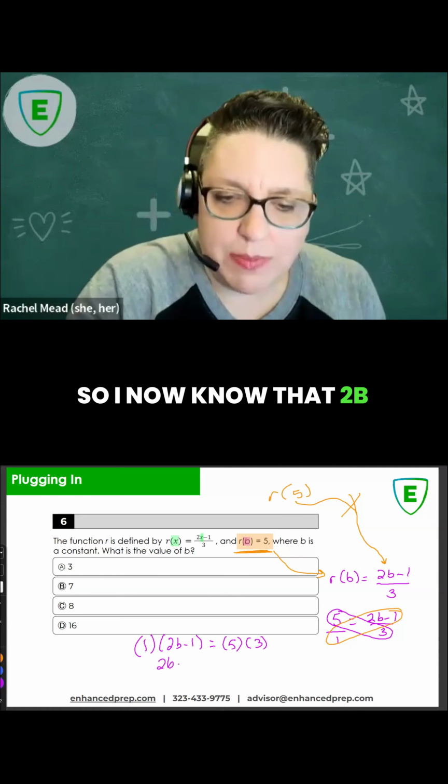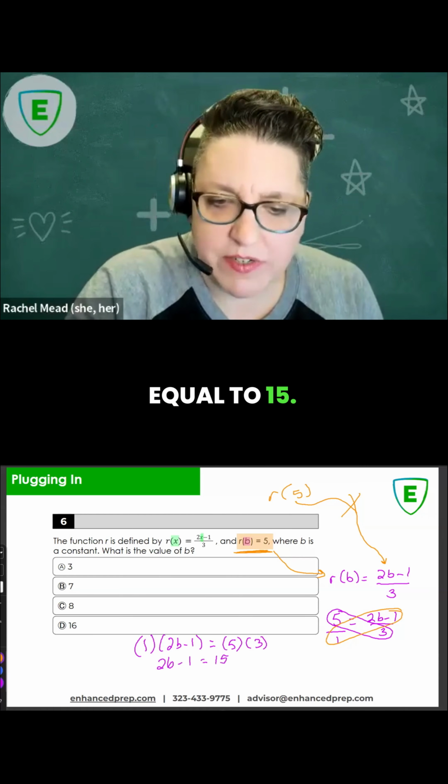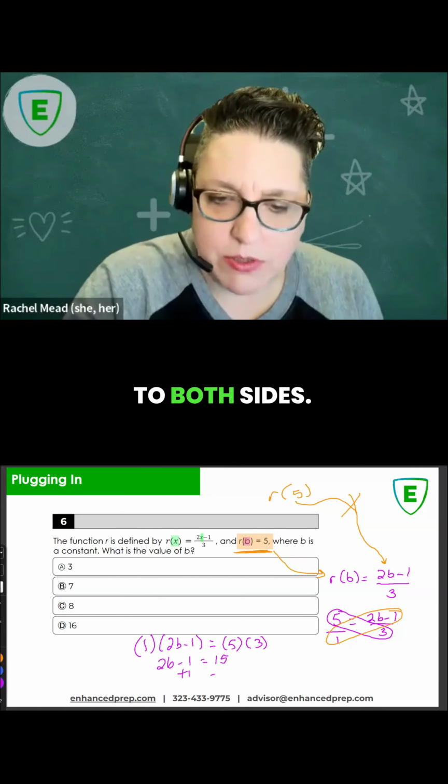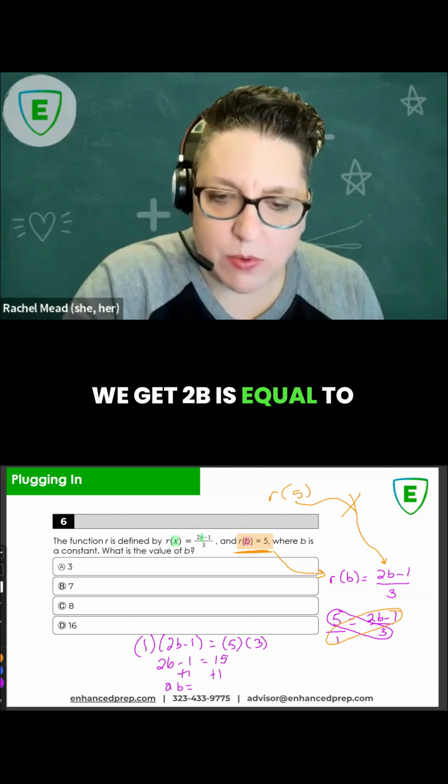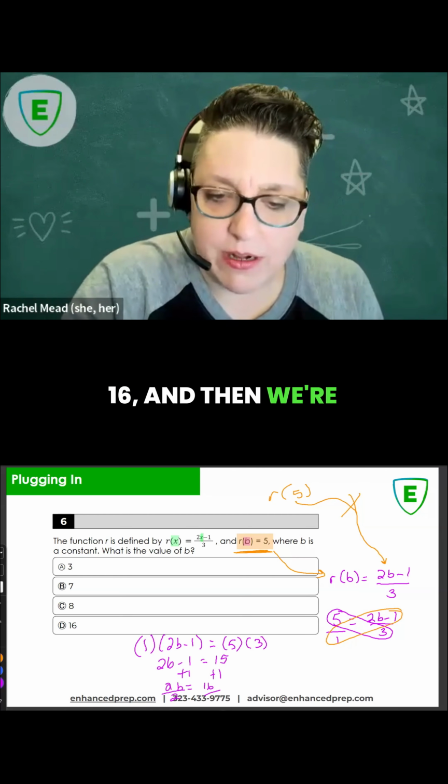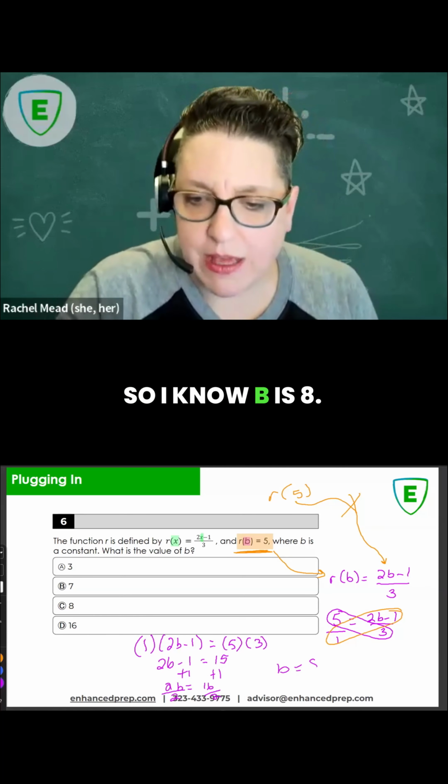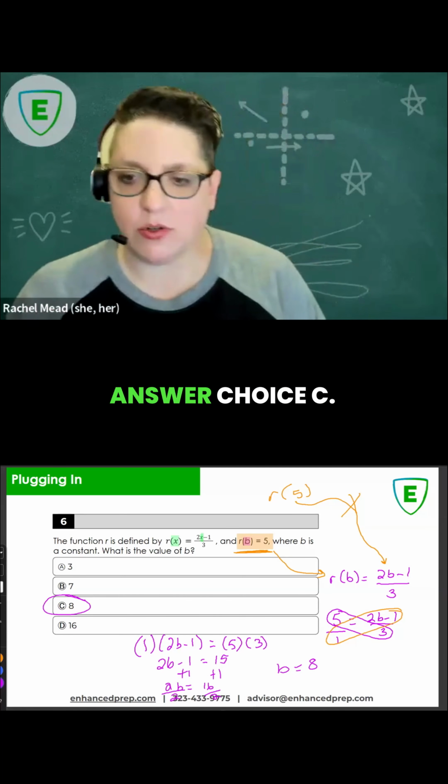So I now know that 2b minus 1 is going to be equal to 15. I'm going to add my 1 to both sides. We get 2b is equal to 16, and then we're going to divide by 2. So I know b is 8. And I'm choosing answer choice C.